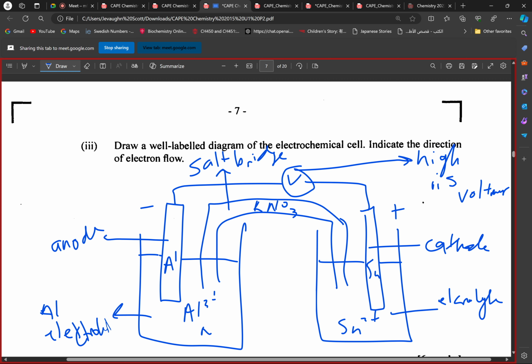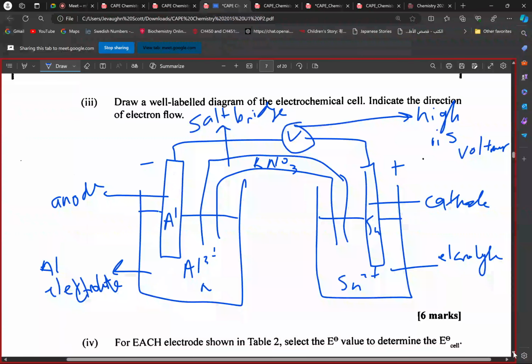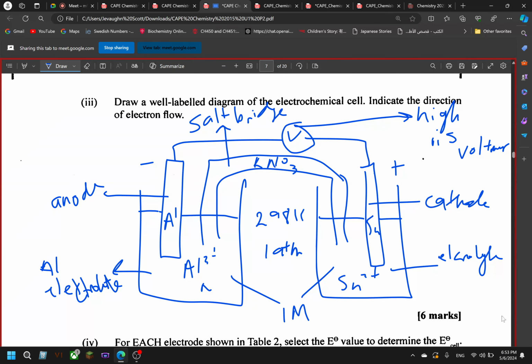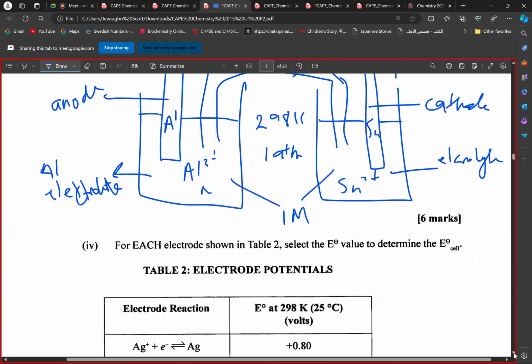Sir, wouldn't we put the 298 K? So you could do that. You could state the temperature as 298 Kelvin. You could state the concentration of solutions to be 1 molar. And you could state the pressure to be 1 atmosphere. All right, that should be fine. That should give you your marks.